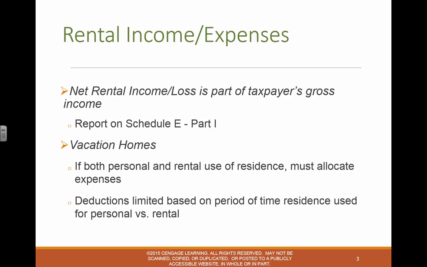If you buy a piece of property and rent it, your rental income or loss is part of your taxable income. No surprise there. We should probably find a Schedule E so that we can follow along pretty easily. So how about page 4-47?